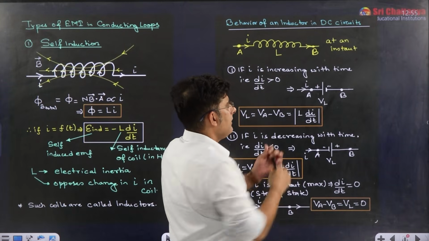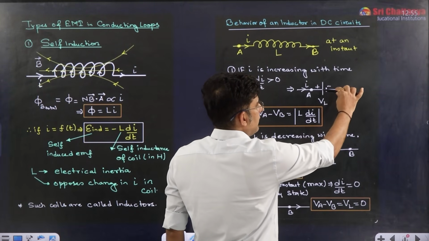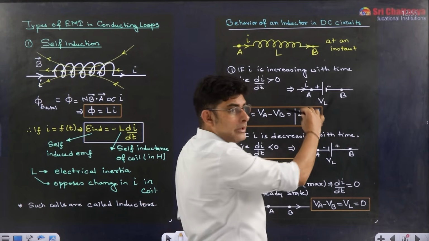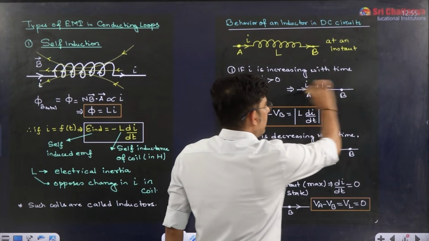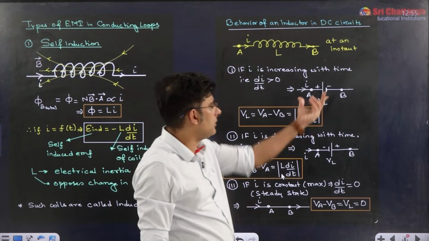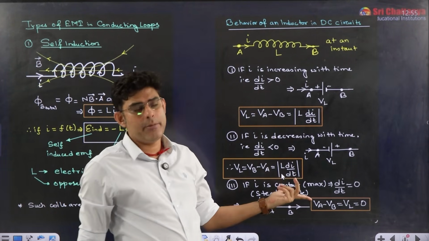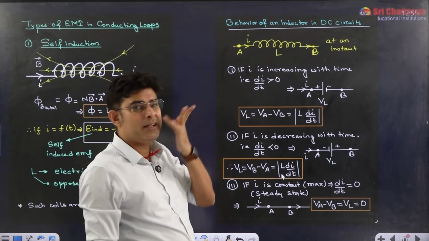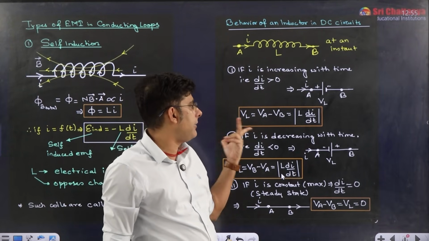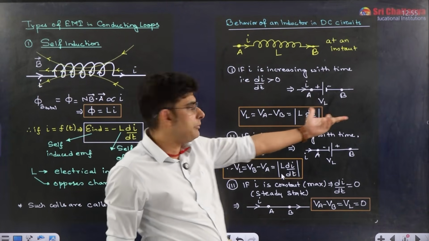You will say, sir, why? Simple, it has to oppose the current. The general trend of a battery is to send current out of the positive terminal. So the inductor will try to send current to the left side, while the original current is to the right side, so it is getting opposed. You take the value of VL as mod of L di by dt. Don't be confused about signs, just mod L di by dt. A will be at higher potential than B.